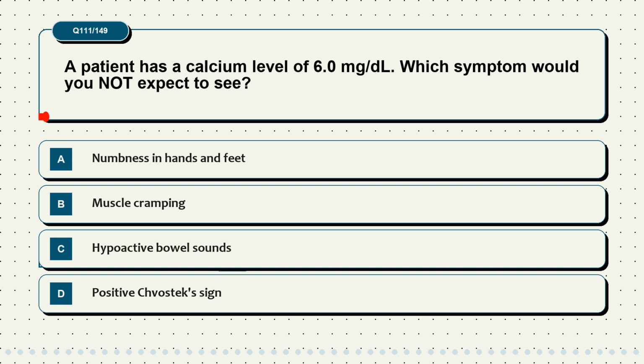Question 111. A patient has a calcium level of 6.0 mg/dl. Which symptom would you not expect to see? Here are the options. Option A. Numbness in hands and feet. Option B. Muscle cramping. Option C. Hypoactive bowel sounds. Option D. Positive Chvostek sign.